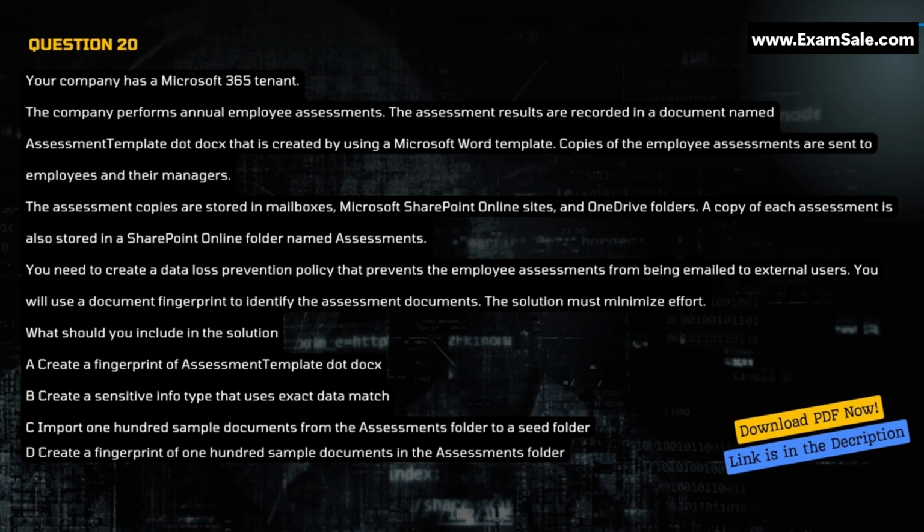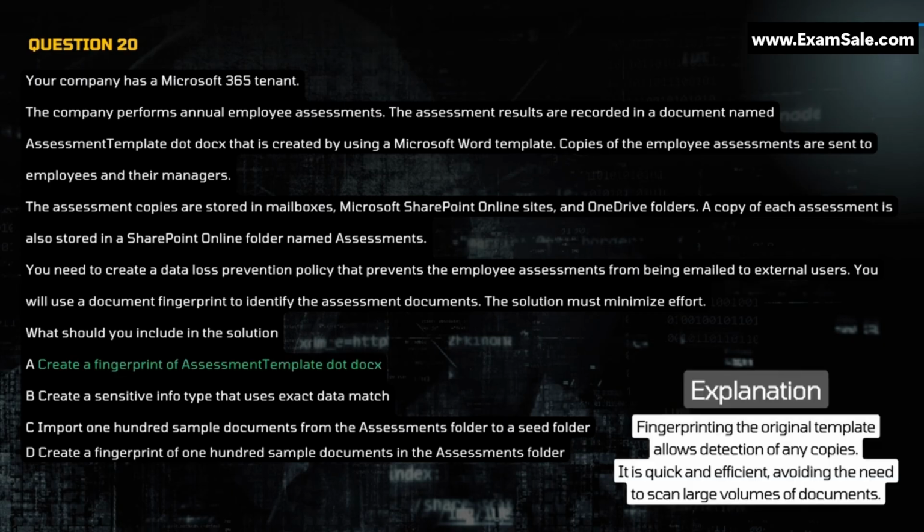A. Create a fingerprint of assessment-template.docx. B. Create a sensitive info type that uses exact data match. C. Import 100 sample documents from the Assessments folder to a seed folder. D. Create a fingerprint of 100 sample documents in the Assessments folder. Correct answer is A. Explanation: fingerprinting the original template allows detection of any copies. It is quick and efficient, avoiding the need to scan large volumes of documents.